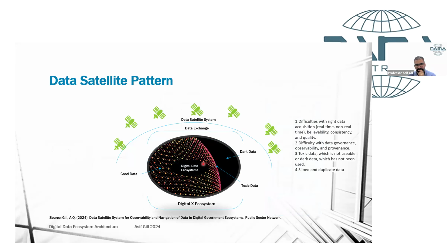So my last pattern, before I go to the little case study and the questions, is this: we are exchanging data between different parties, right? But how do we have observability over there, how do we get the right data, and how do we get it in real time or not real time, through exchanges? The quality and believability of the data, and the difficulty with data governance when we exchange and observe. There might also be toxic data, which is not usable at all, maybe bad quality, the red dots here.